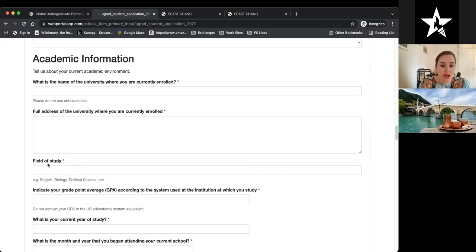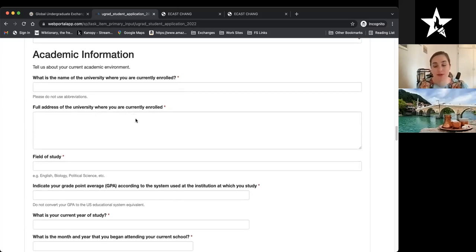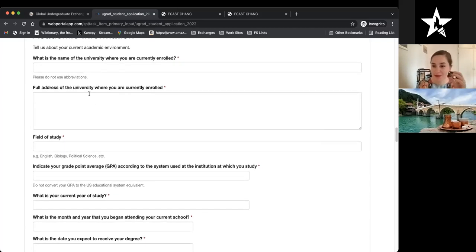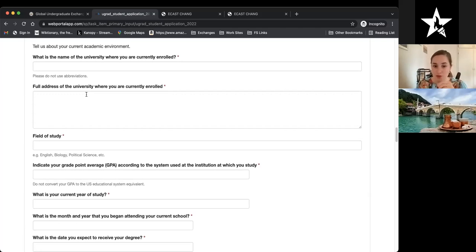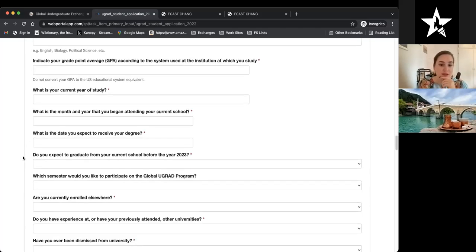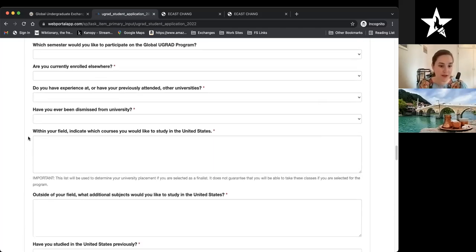I want to note that GPA is a part of the application, but your GPA and your academic grades alone are not the only thing we're looking for with this application. It's great if you have good grades, we want to see that. But the application has a lot more to it because we're looking for more than just your success at schoolwork. So get through all of this.